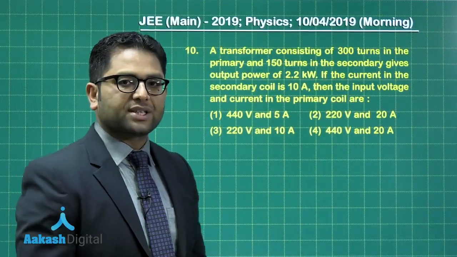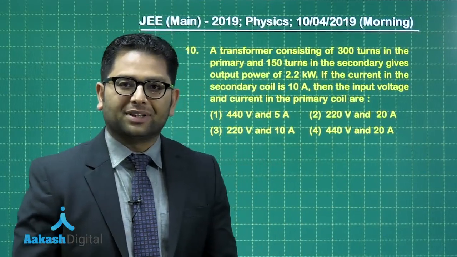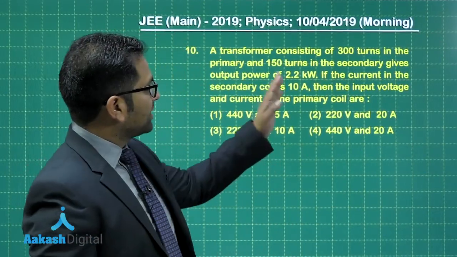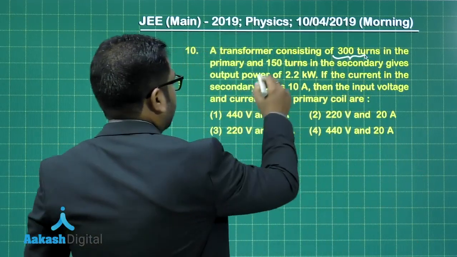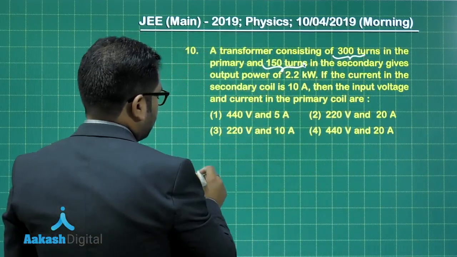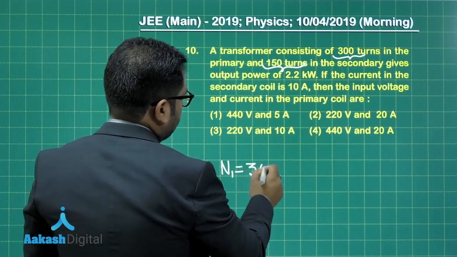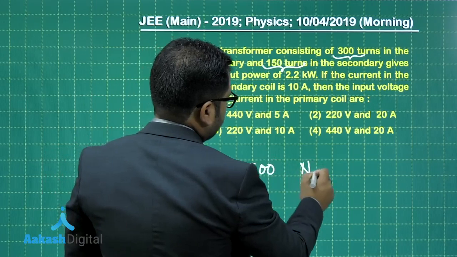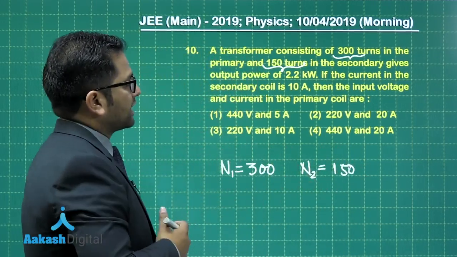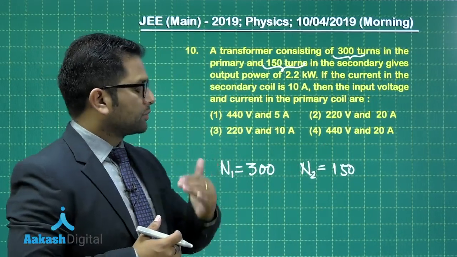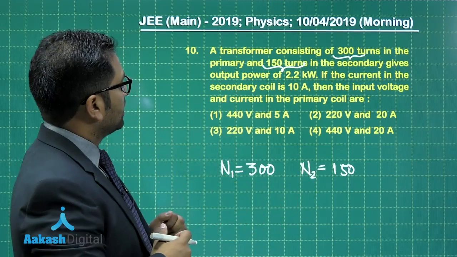The 10th question from alternating current, more precisely transformer. The transformer consists of 300 turns in the primary and 150 turns in the secondary. So N1 is 300 and N2 is 150. That means a step down transformer has been given. So from primary to secondary, voltage would lower while the current would increase.